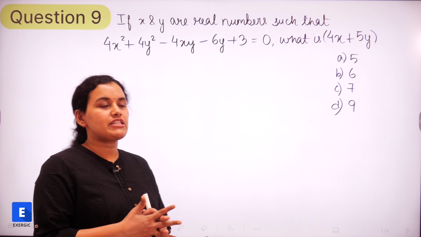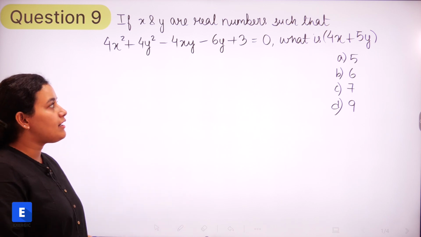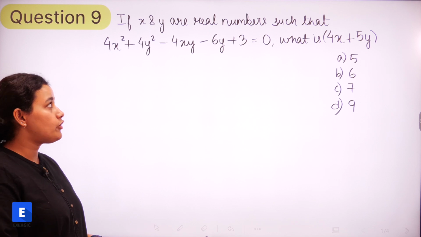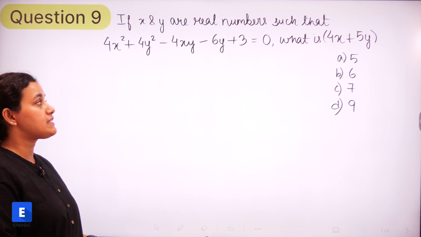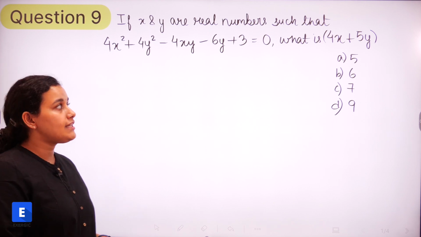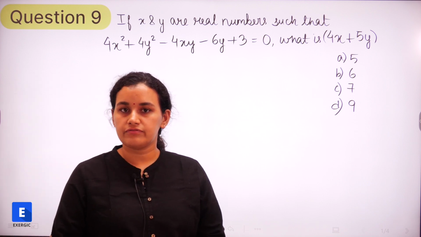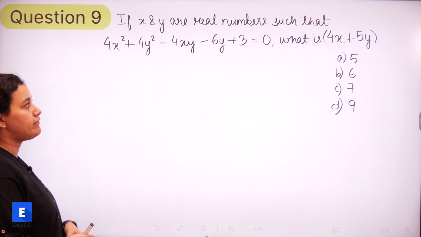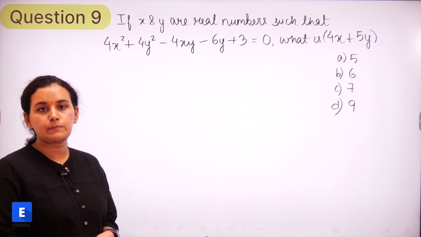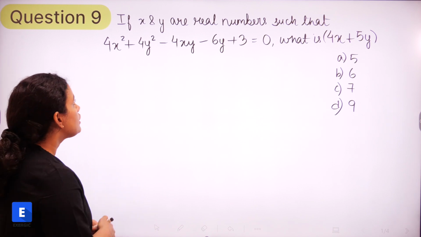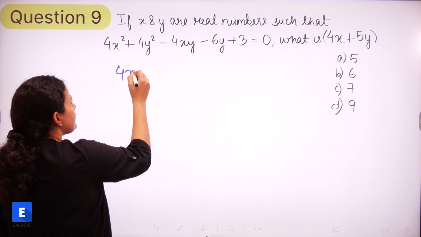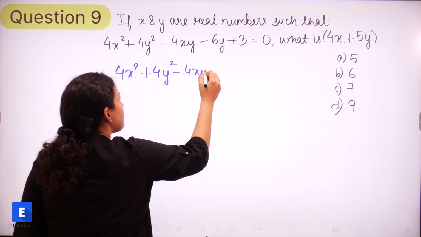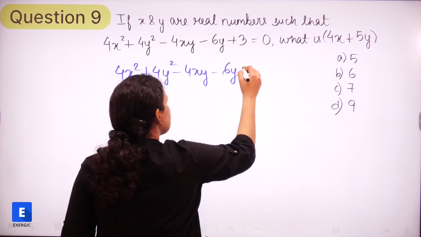Now let us look at this question. If x and y are real numbers such that 4x square plus 4y square minus 4xy minus 6y plus 3 is equal to 0, what is 4x plus 5y? So we need to simplify the equation that has been given to us to find out the value of 4x plus 5y. Okay, so how can we do that? We have been given 4x square plus 4y square minus 4xy minus 6y plus 3 is equal to 0.